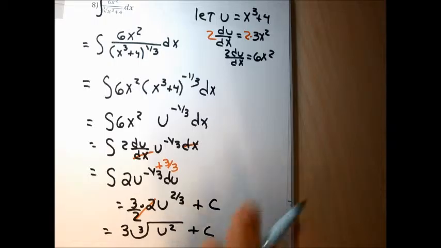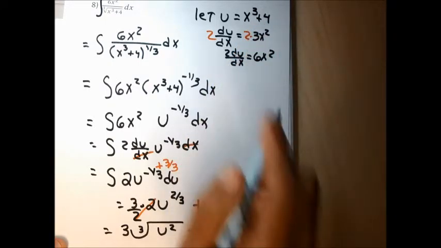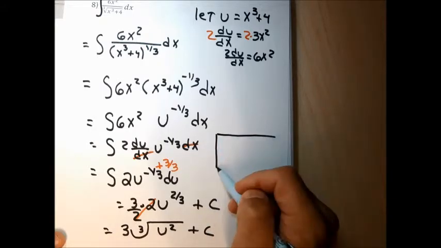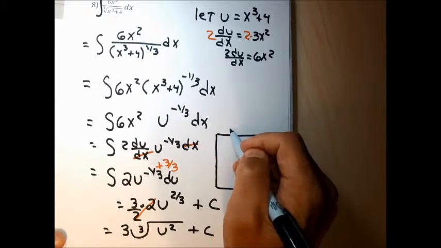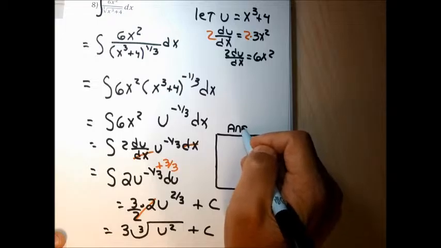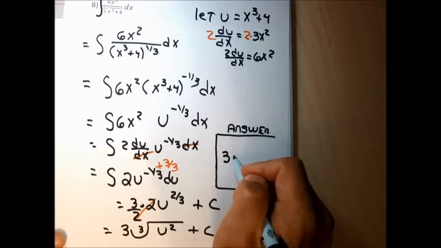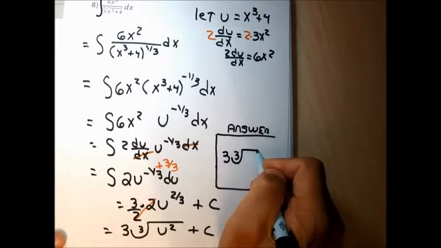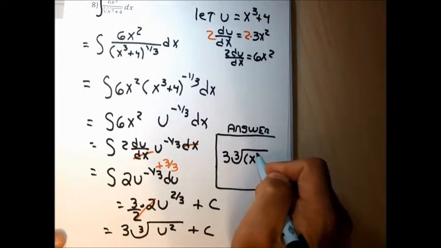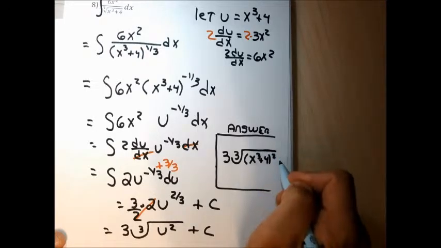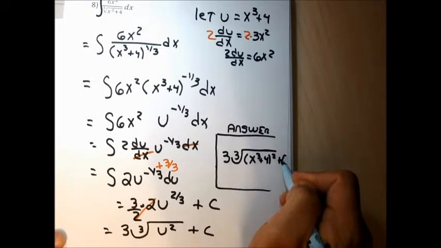And then to finish up the problem, I just need to change the u back to the x cubed plus 4. And I'm going to need to put it in a parentheses because it's a binomial and it has an exponent. So the best answer I can get for this problem is 3 times the cube root of (x cubed plus 4) quantity squared, and then outside the radical a plus c.